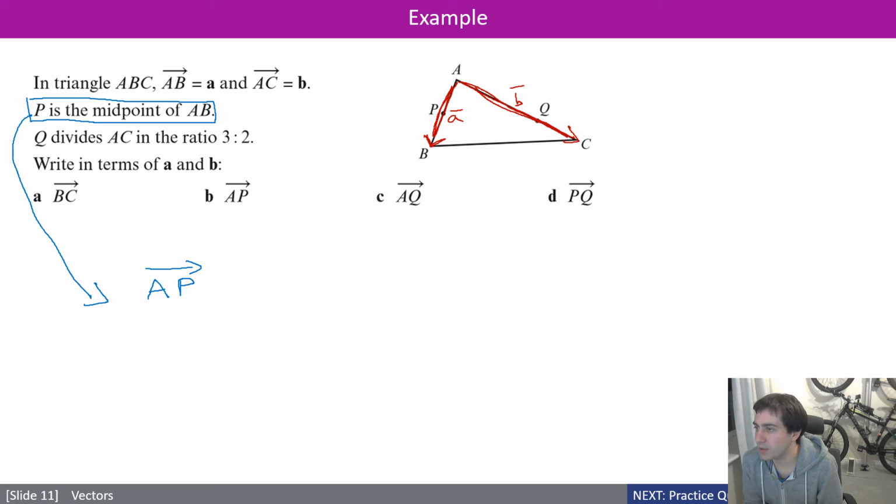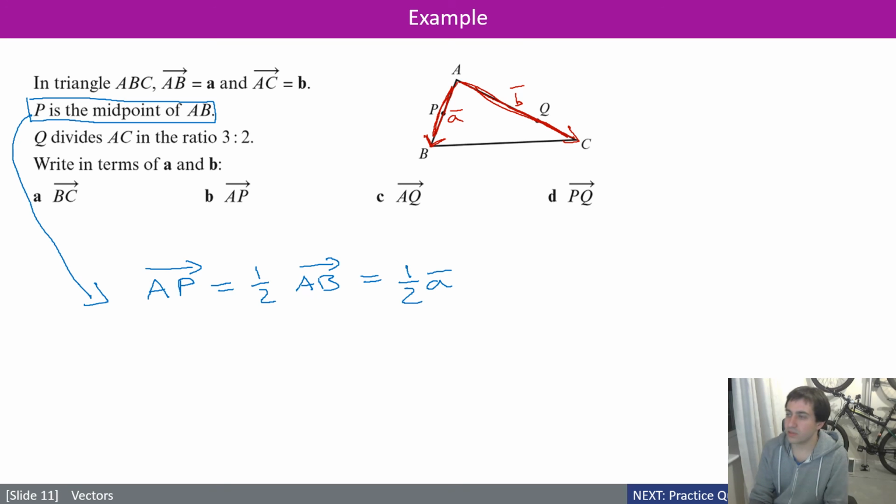Right, think about it. AP. Well, AP is half the length of AB, right? Because it's a midpoint, meaning it's halfway along. So that AP distance, same direction, they're parallel. In fact, they're not only parallel, they coincide with each other. AP is in the same place as AB, but it's shorter. It's half the length. So we could then also just write AP is equal to half AB, which by definition is little a. So this is half little a. Okay, so that's us taking note of that midpoint fact that we were given.